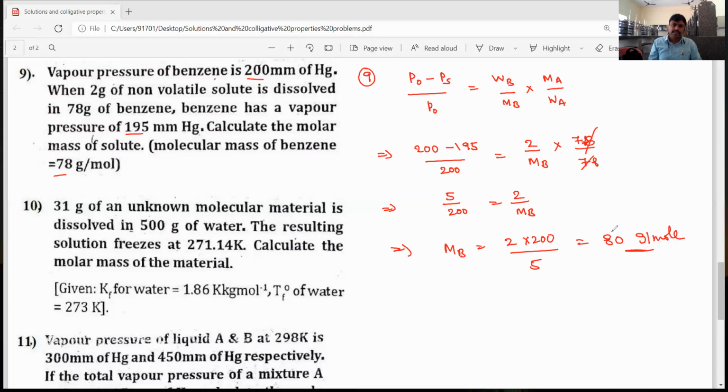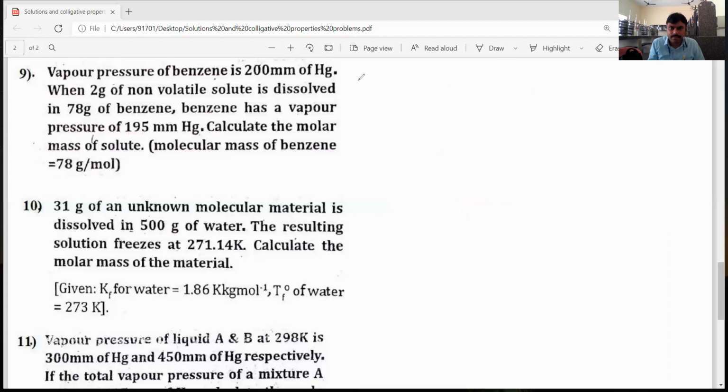Okay, students, let's see the tenth question, dear students. What is the given tenth question? The given tenth question is: 31 grams of an unknown molecular material is dissolved in 500 grams of water. The resultant solution freezes at 271.14 kelvins. Calculate the molar mass of the material. Unknown means the solute molecular weight is required, and Kf they gave as 1.86. T naught F means the freezing point temperature of water, the solvent, which is 273 kelvins.